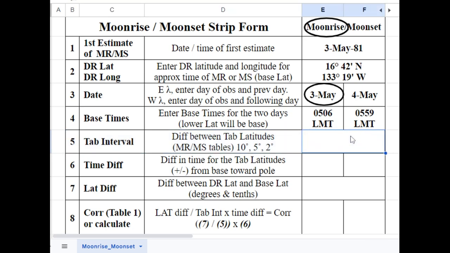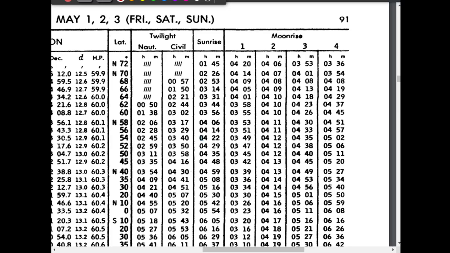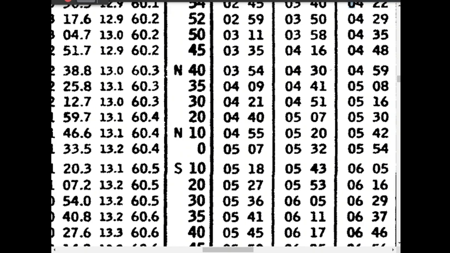We need to find the difference between our tabulated latitudes, tabulated meaning from the table, from the nautical almanac. Let's go over to the nautical almanac to figure that out. Here we are back in our nautical almanac. I'm going to zoom in over here so that we can see the difference between our latitudes, our tabulated latitudes. So let's zoom in. All right, so what we're looking at is the difference between our tabulated latitudes.